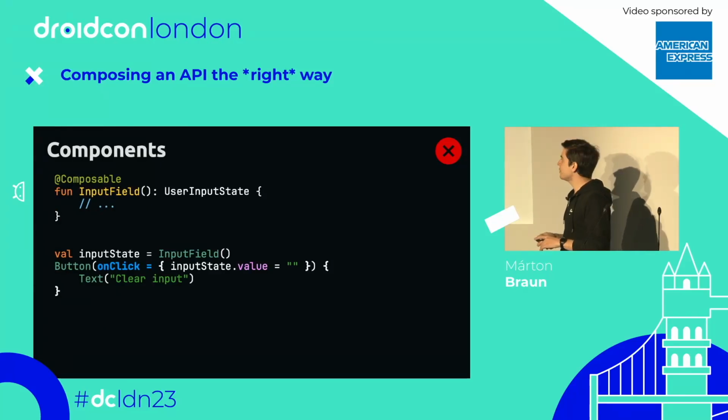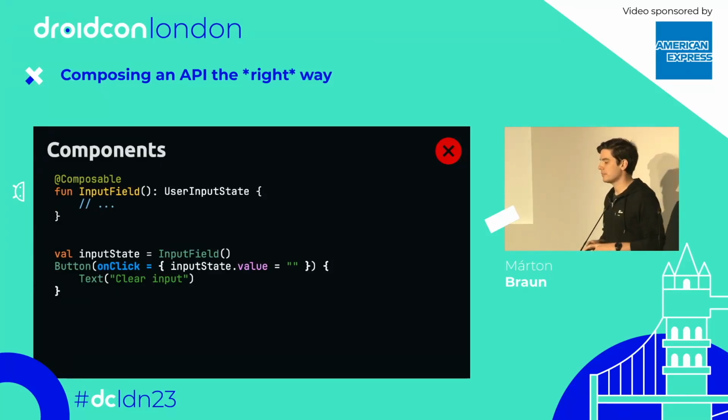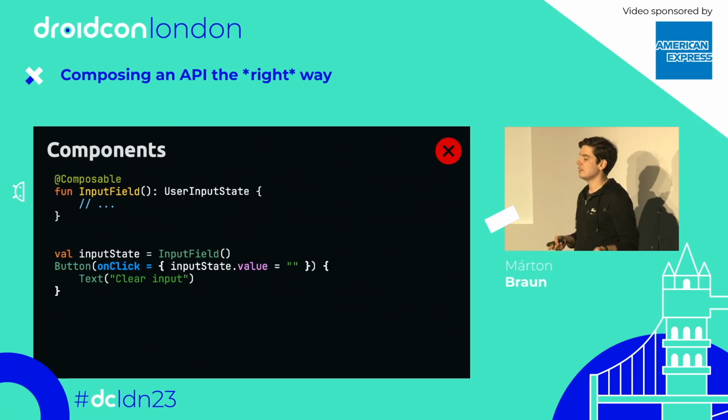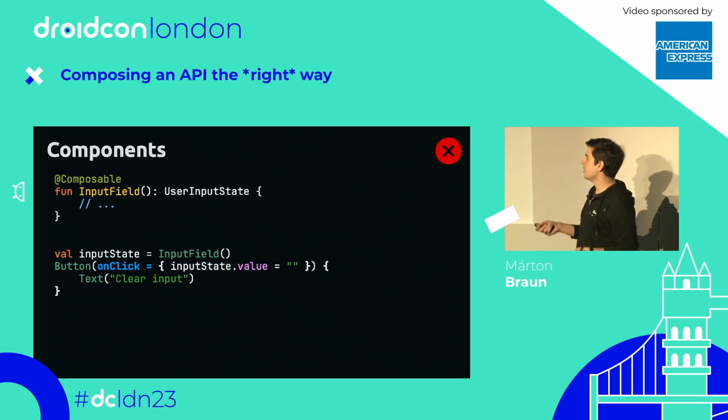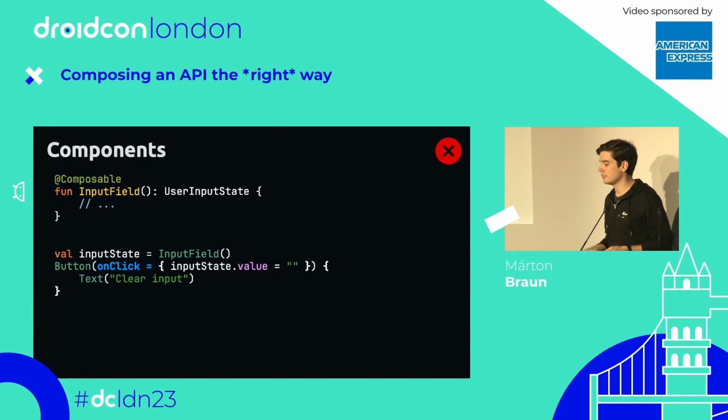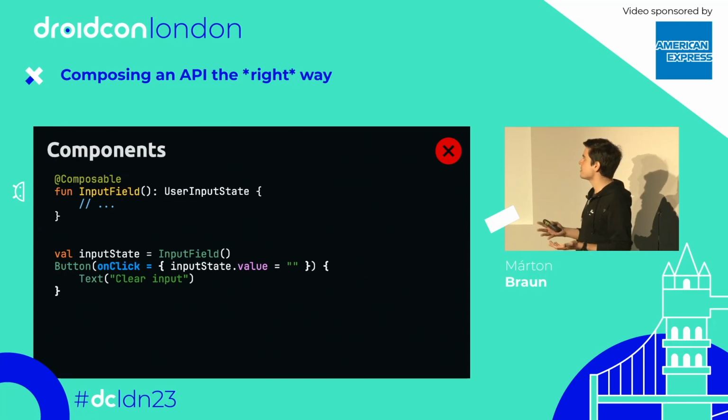So the reasoning here is that you might be tempted to do something like this, coming from less declarative code. So, for example, an input field composable, which returns a state, which is an object that can then be used, for example, in this button here, to clear the input of the input field when the button is clicked. So this can be tempting to do in Compose, and I'm pretty sure that you can do it, and it will work, but it introduces problems.